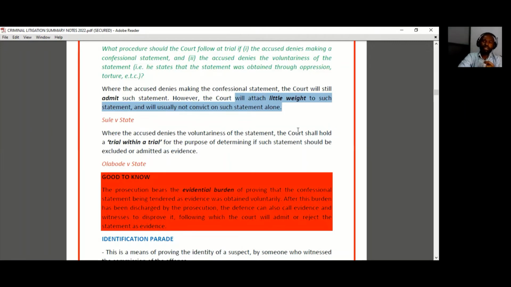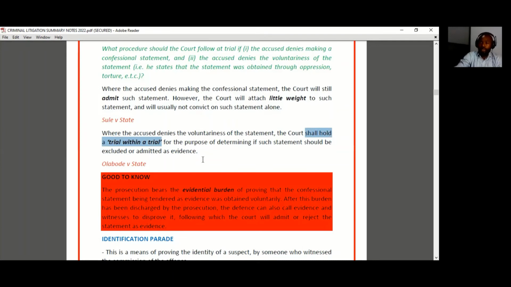Now, where the suspect denies the voluntariness of the statement, for instance, claiming that he only made the statement because he was tortured, then what the court will do is to hold what we call a trial within a trial in order to determine if that statement was given voluntarily by the suspect or not. A trial within a trial is like a smaller trial within the main trial, where the court would seek to make that determination of whether the statement was voluntary or not.